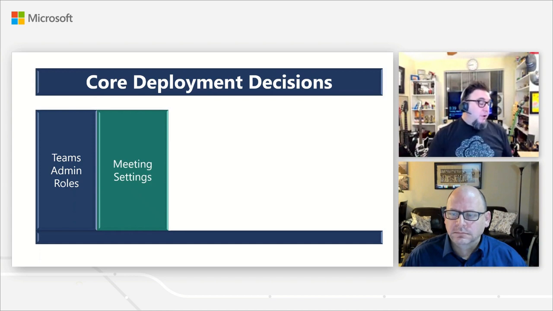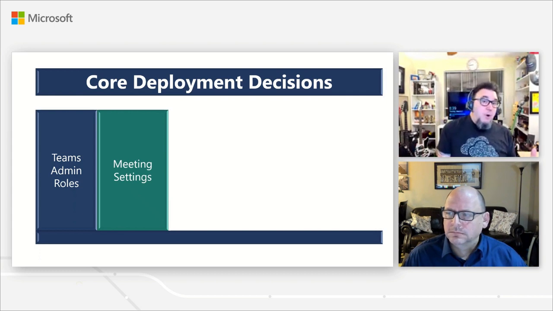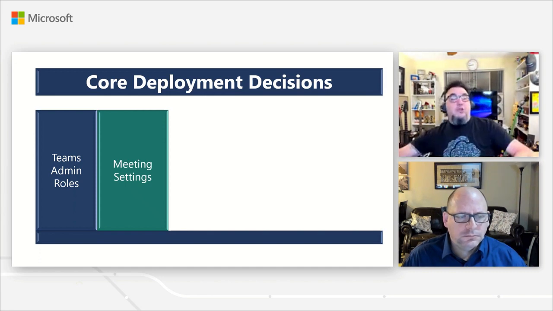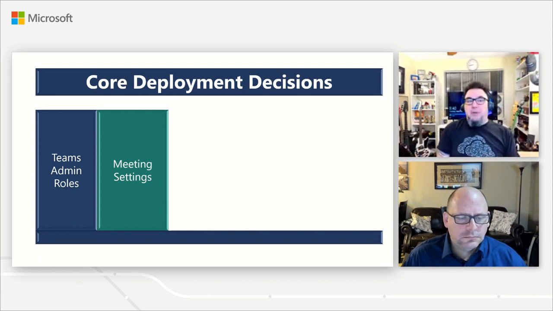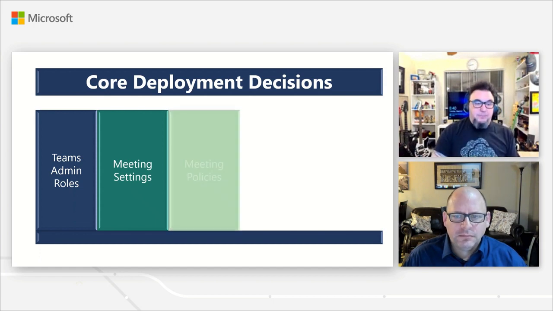Meeting settings. There are a variety of meeting settings and meeting policies that you're going to need to really think about. Can anonymous users join a meeting? How do you want to turn on QoS, quality of service, and how are these going to be leveraged? So you really want to start to think before you deploy, who's going to be coming in, who's going to be coming out, who can create meetings, who can't, et cetera.